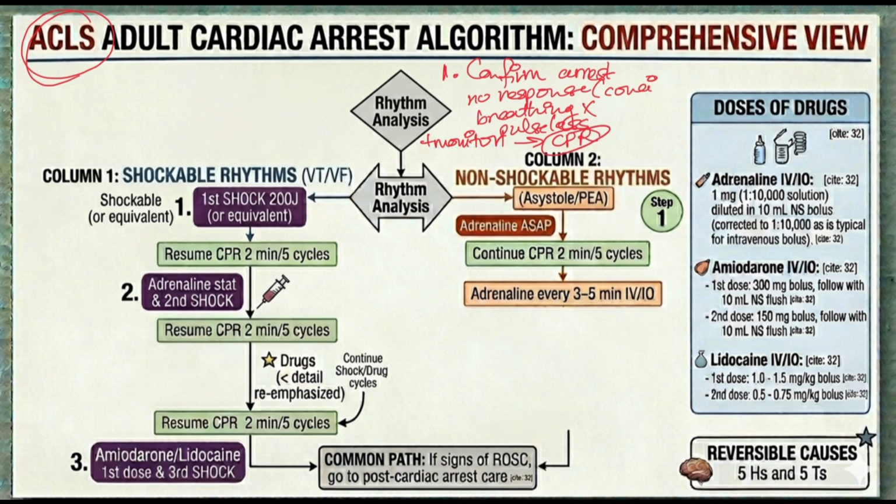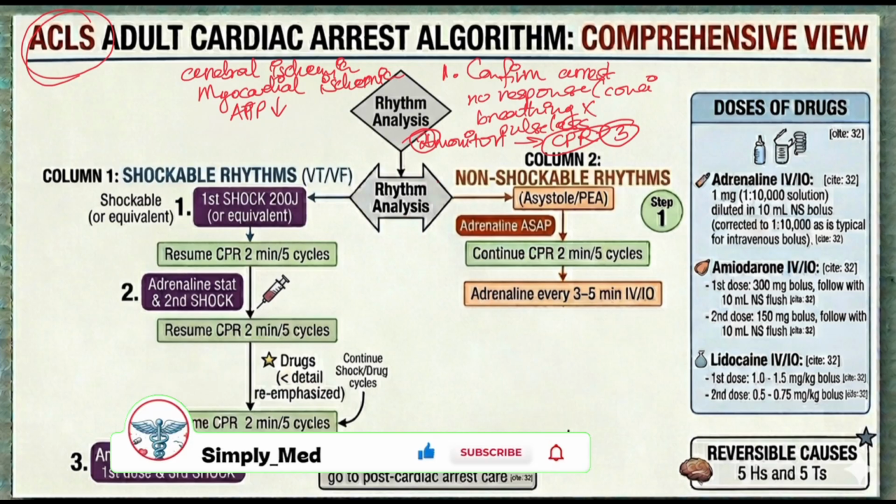immediately. So why do we start the CPR before knowing the rhythm? Because every second without circulation worsens things. There is cerebral ischemia, myocardial ischemia, and ATP depletion. So the first goal is to preserve the viability of the heart and the brain while we determine the underlying rhythm. So we're performing CPR.